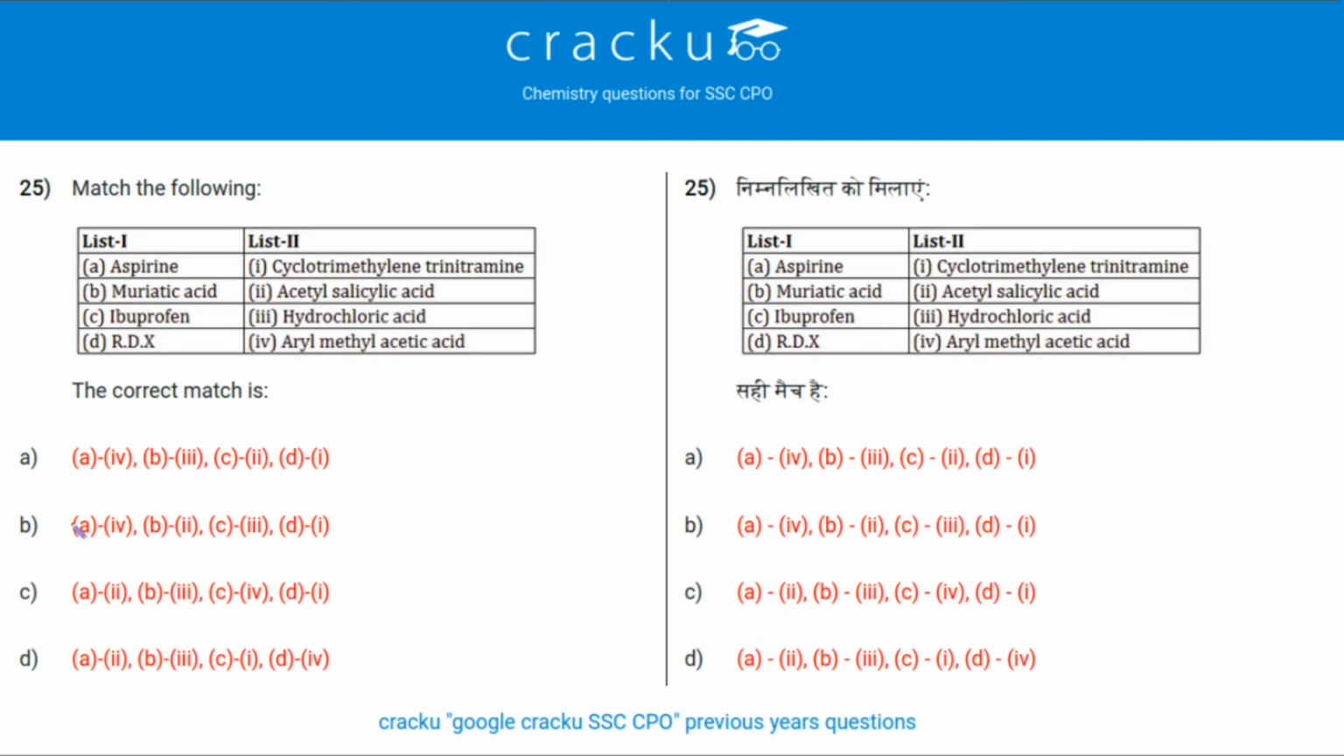match the following once again. Okay, let's find the easiest one. Aspirin. What is aspirin? Aspirin is acetyl salicylic acid. So A is 2. Now we see A2 in option C and option D.